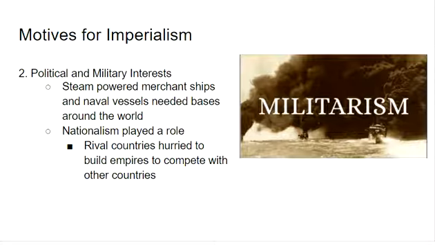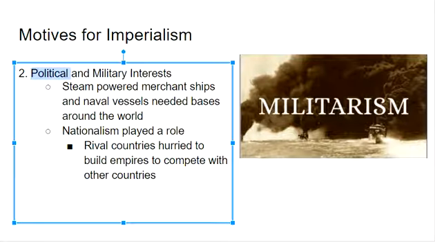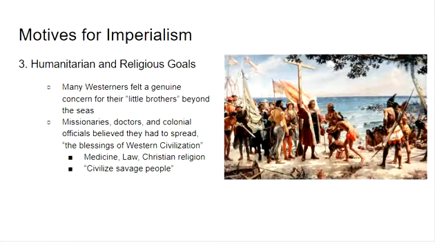Nationalism also played a role in this. Remember, nationalism is extreme pride in your country. So this played a role because as countries started to expand their political and military power, they became more powerful, and so this created a competition between countries.